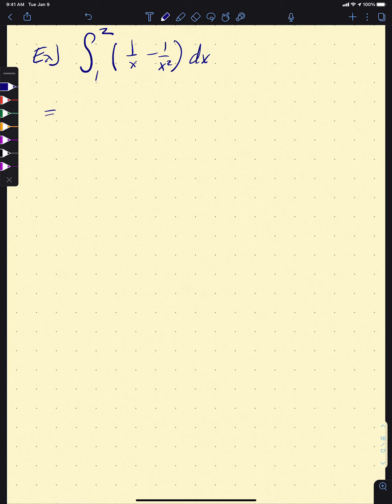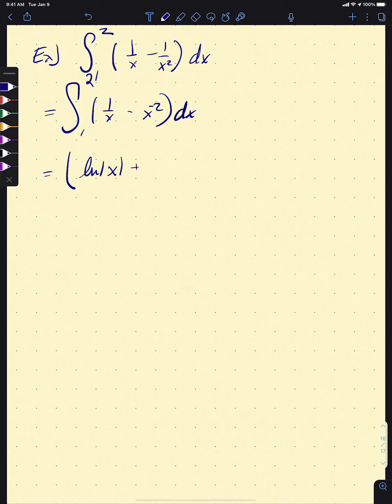It's going to be a little bit easier to write this from 1 to 2 as 1 over x minus x to the negative 2, because then we can use the power rule a little bit easier, right? Because when we take antiderivatives, we're going to get the natural log of the absolute value of x. That's my antiderivative of 1 over x. And then this is going to be plus x to the negative 1.